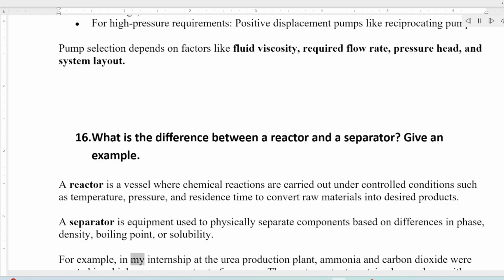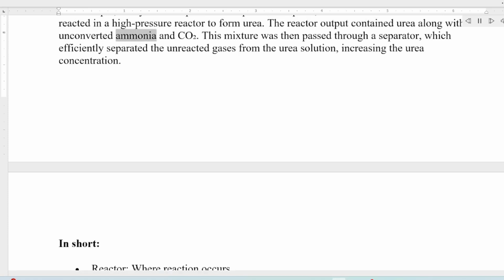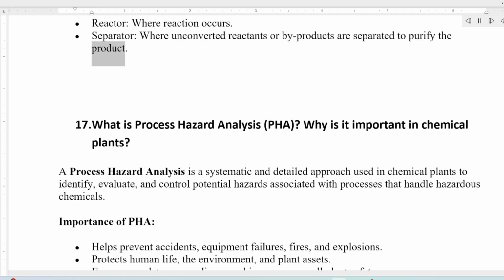For example, in my internship at the urea production plant, ammonia and carbon dioxide were reacted in a high-pressure reactor to form urea. The reactor output contained urea along with unconverted ammonia and CO2. This mixture was then passed through a separator, which efficiently separated the unreacted gases from the urea solution, increasing the urea concentration. In short, reactor: where reaction occurs. Separator: where unconverted reactants or byproducts are separated to purify the product.